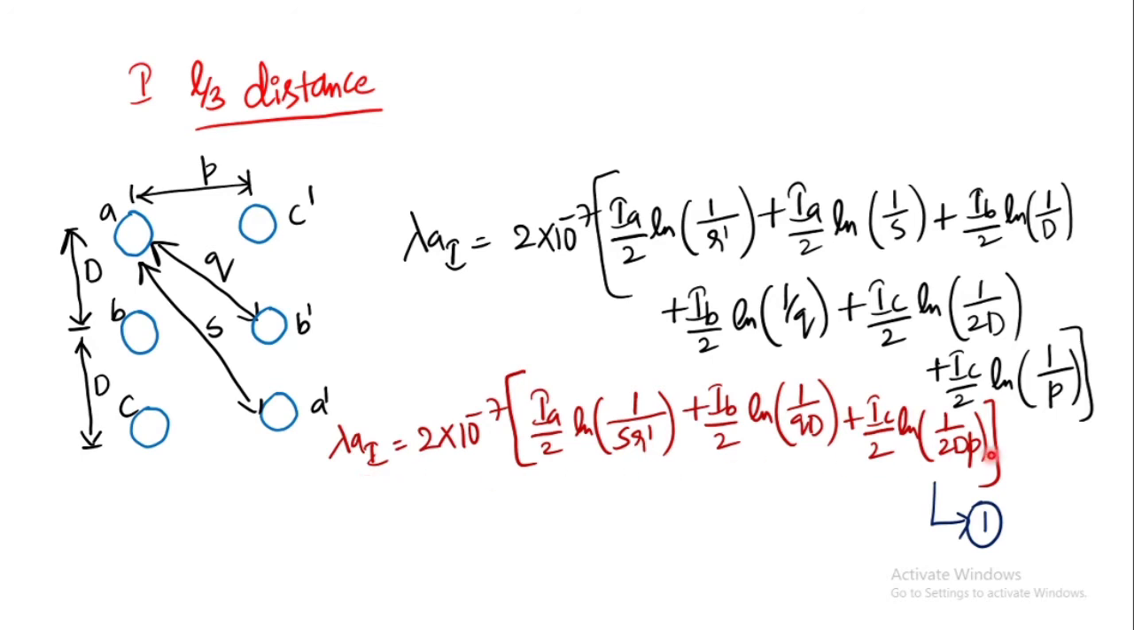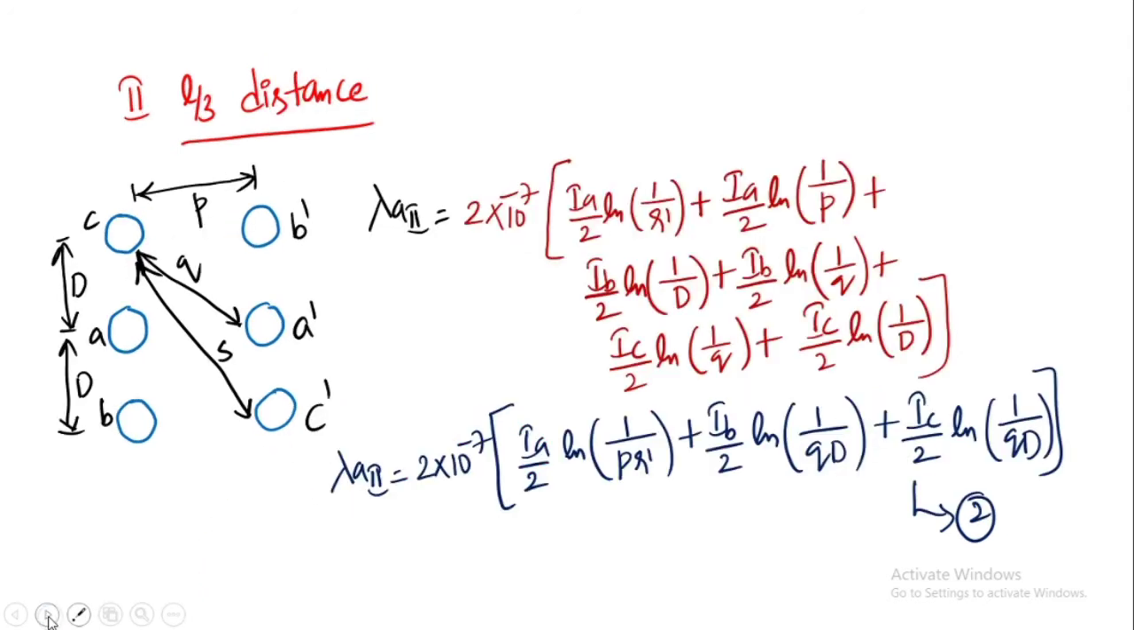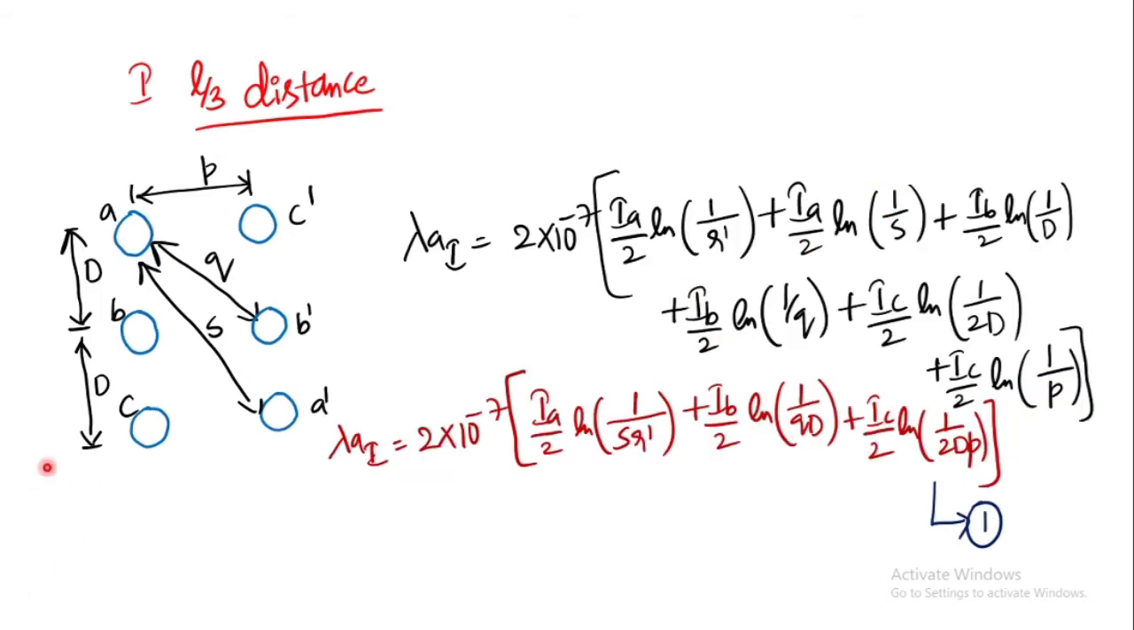This is the flux linkage of the conductor A in a group of A, B, C, A dash, B dash and C dash for the first L by 3 distance. So that is the reason why I represented this as lambda A1, right? Next, I will go to the second part, means second L by 3 distance. For the second L by 3 distance, for the first L by 3 distance, A is here. Next, for the second L by 3 distance, A will be moved to here, B will be moved to here, C will be moved to here.